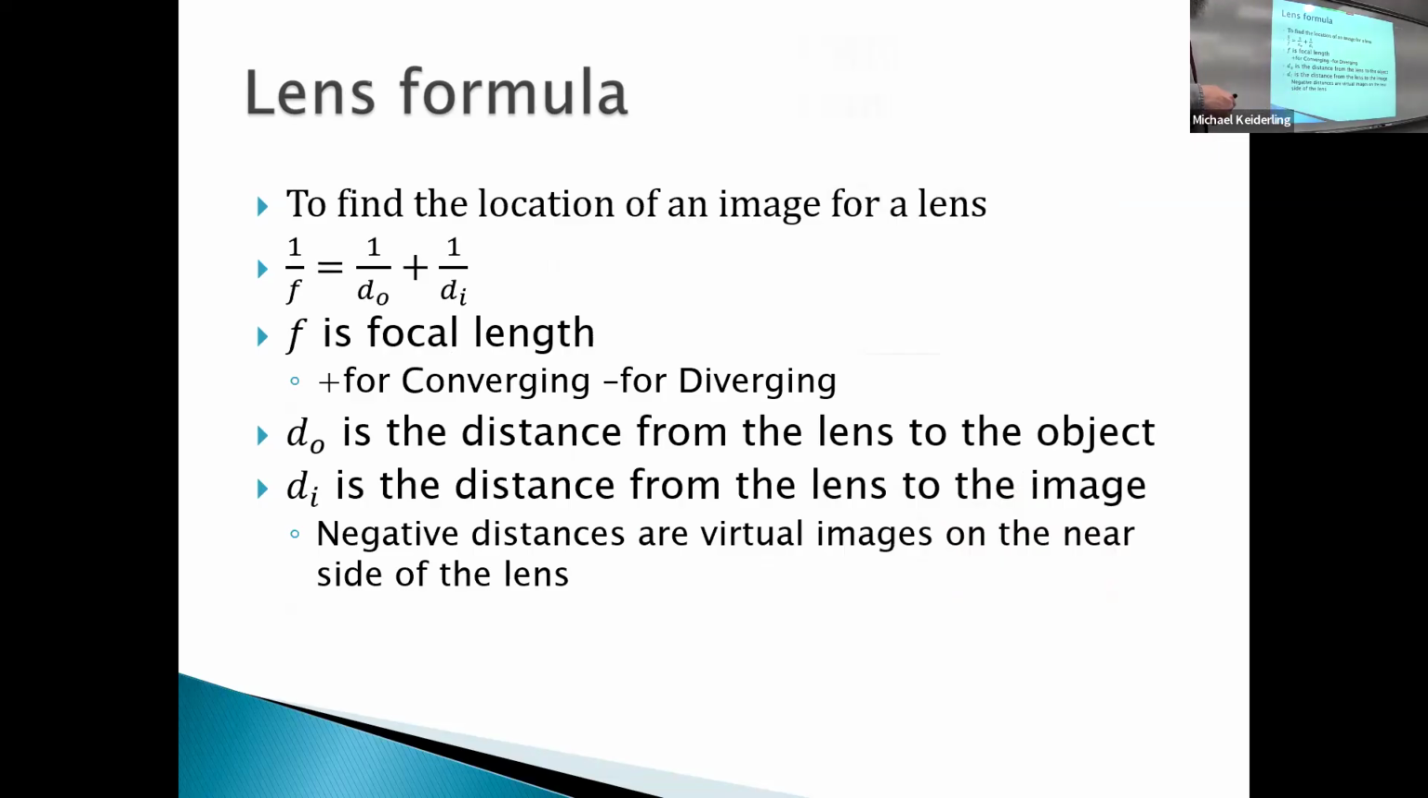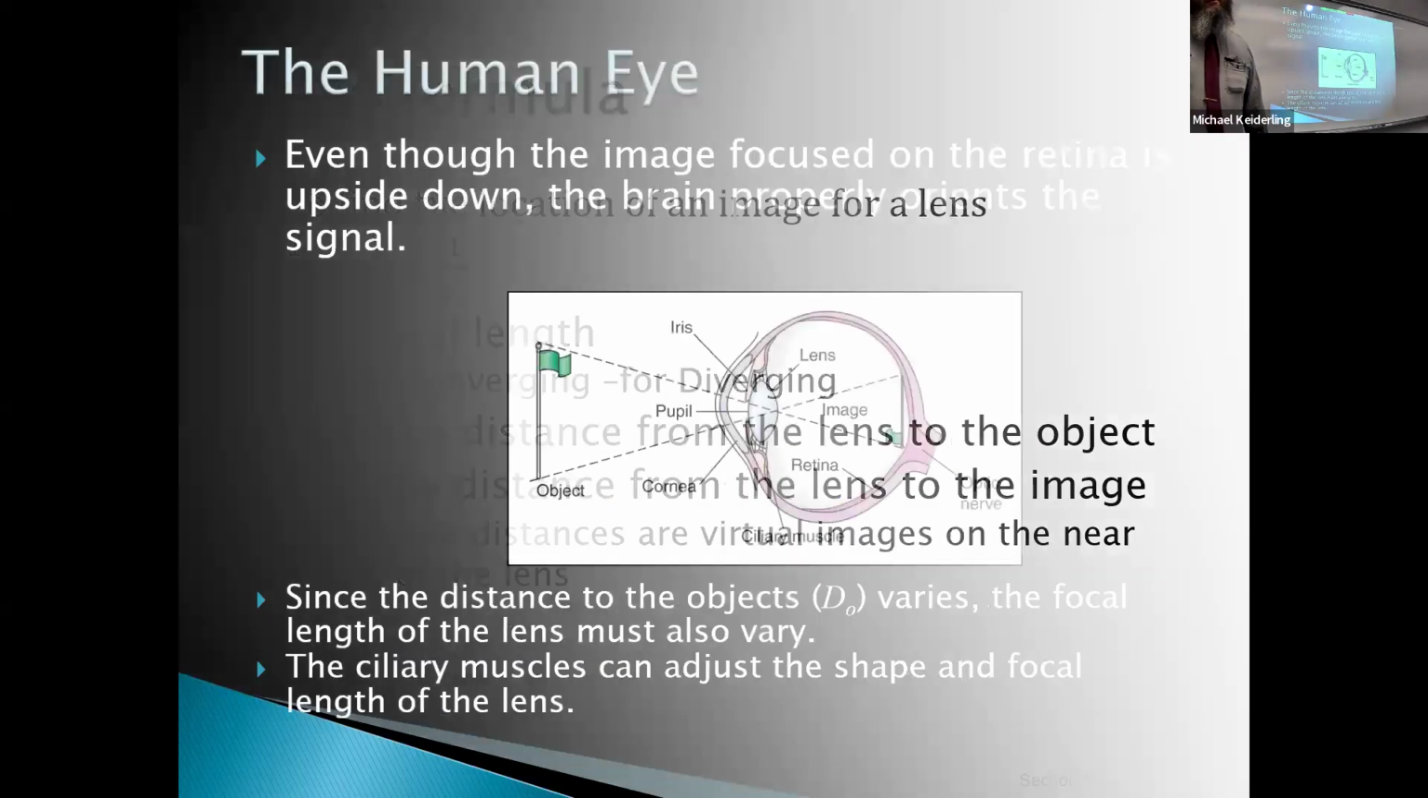And converging lenses have positive focal lengths. Diverging lenses have negative focal lengths. D_i is positive if it's on the far side of the lens, and it will be negative for virtual images on the near side of the lens.